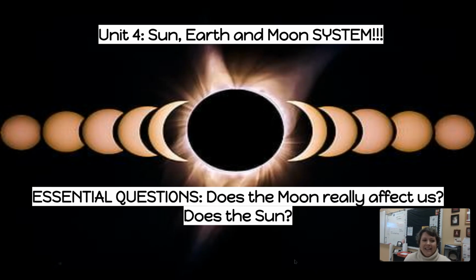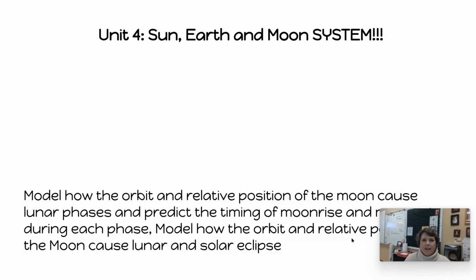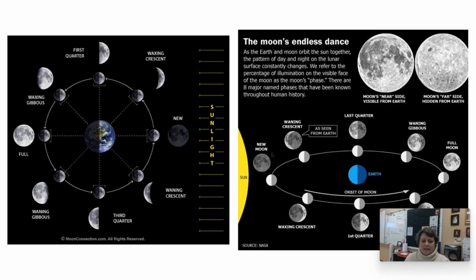All right. Let's see. Unit 4. We're going to start talking about the moon and the sun and the Earth, Sun, Moon system. Okay. This is a picture. You guys might recognize this. This is the solar eclipse, right? Pretty cool. This is what it looked like if you looked through those glasses.